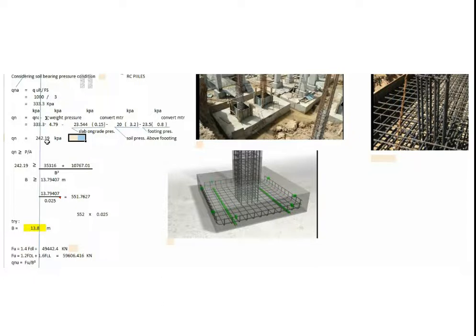Nominal soil bearing pressure is equal to 333.34 kN minus 4.79 minus 23.544 times 0.15 for slab on grade pressure, minus 20 times 3.2 for soil pressure above footing, and so on, so the q_n equals 242.19 kilopascal.